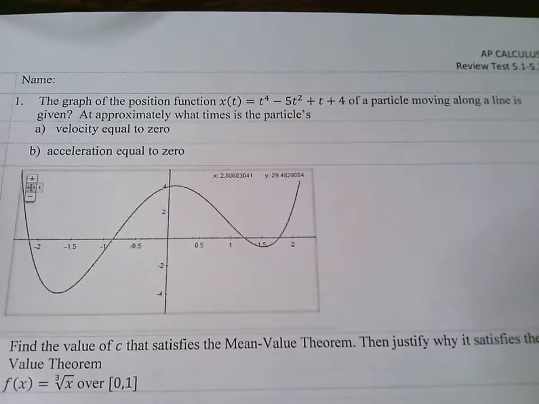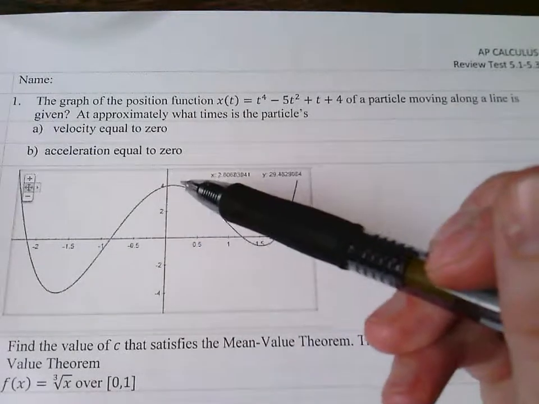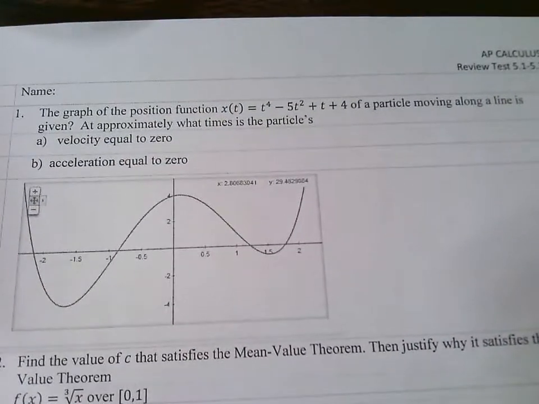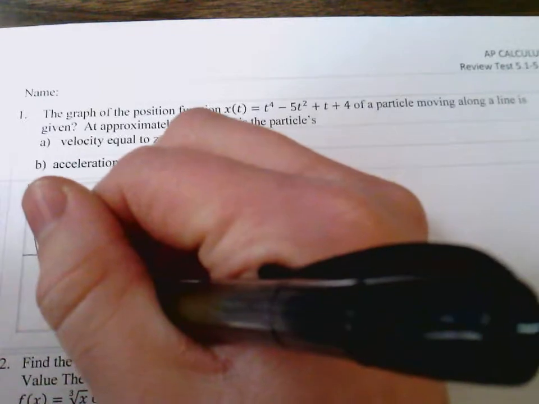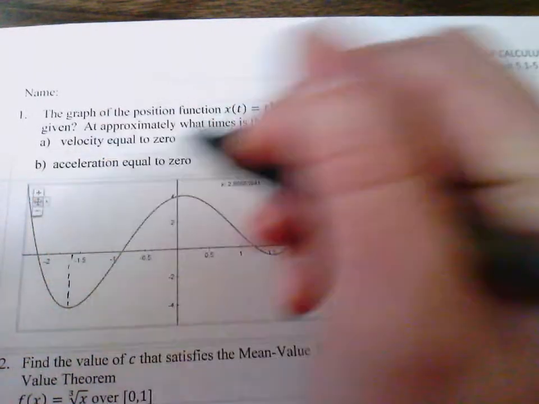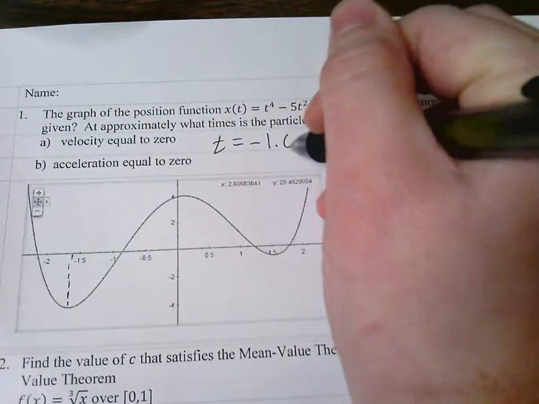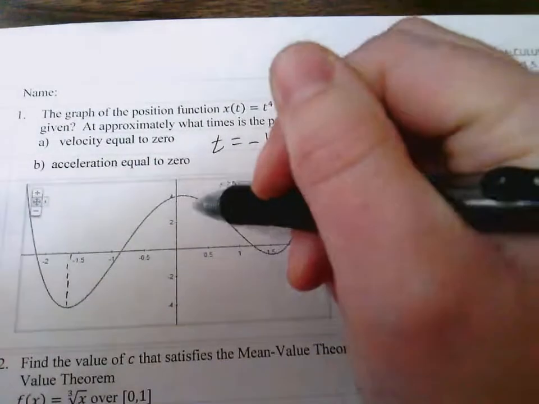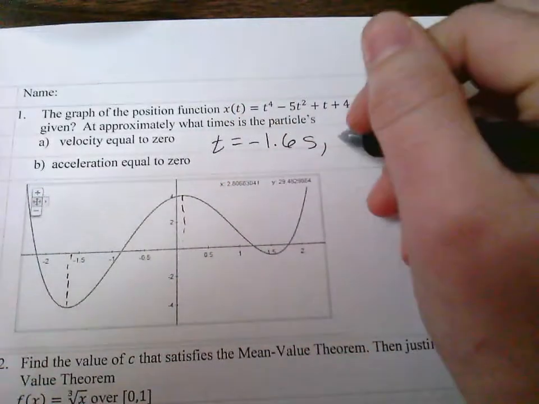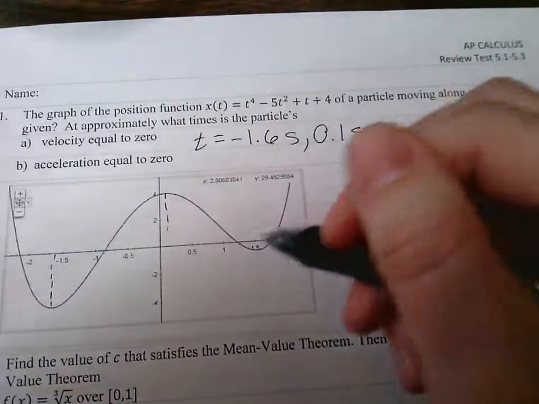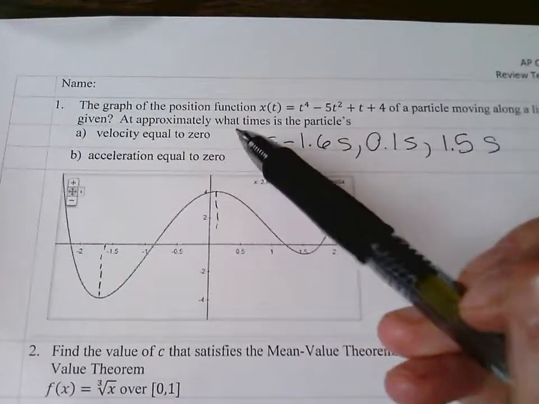In earlier sessions, when we were graphing f prime from f, we first looked at where we have maxes and mins. That's where velocity equals 0. So we have a min right there, which is about negative 1.6, so t equals negative 1.6. Then you have this right here, which is about 0.1. And then we have this right here, which is at 1.5. So where you see maxes and mins, that's where the velocity is equal to 0.